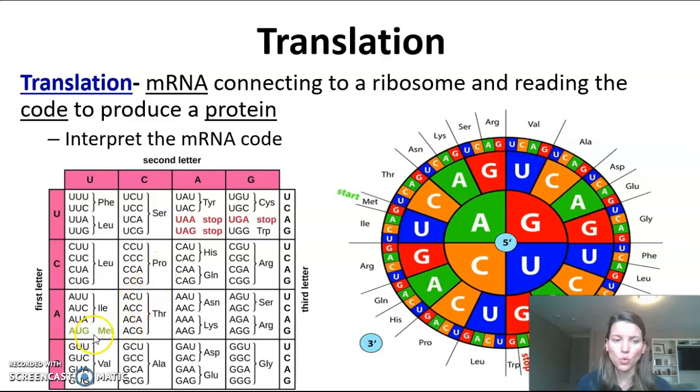You'll also notice that there's one start codon, which is AUG. There's only one start. MET is the abbreviation for it. The stop codons, there's three of them: UAA, UAG, and UGA. So just make note of the start and the stops as well.